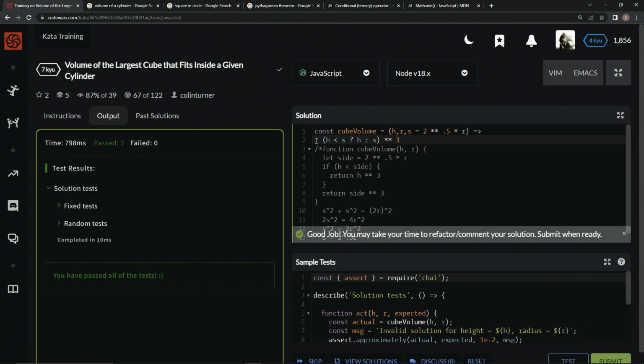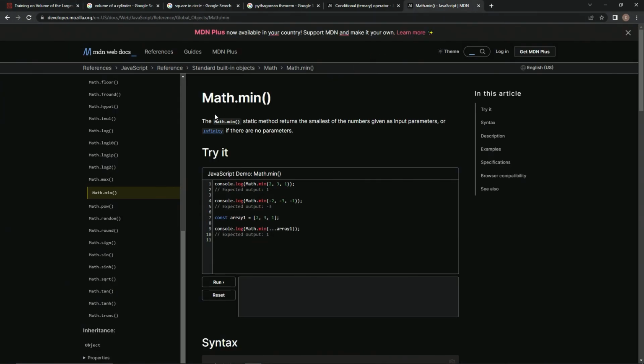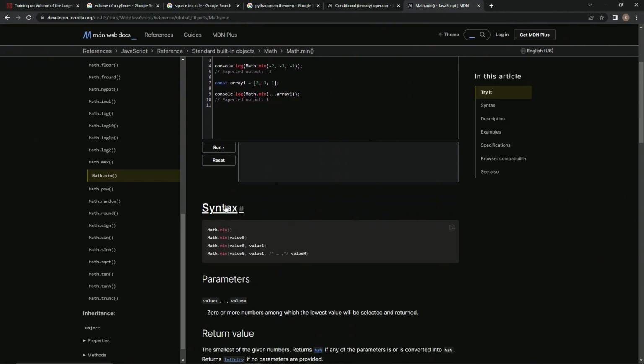It's great, but you know what? That's not as concise as it gets. We can save some characters, some space in here. Think about this. If we had a static method we could rely on, this would be just a little bit more concise. And we do. We've got the Math.min static method, which returns the smallest of the numbers given as input parameters, or infinity if there are no parameters. So basically we get this syntax over here.